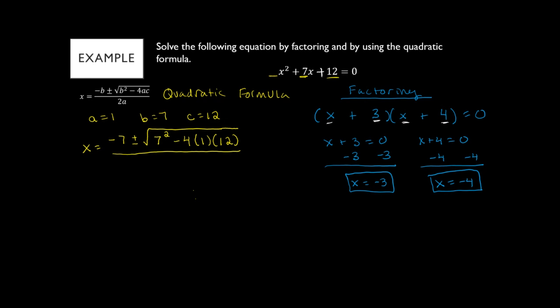And then in the denominator, we have 2a. So it's 2 times a, which is 1. So 2 times 1. So now we've got this formula with our numbers plugged in, and we want to simplify the right side, so we have to follow the order of operations.